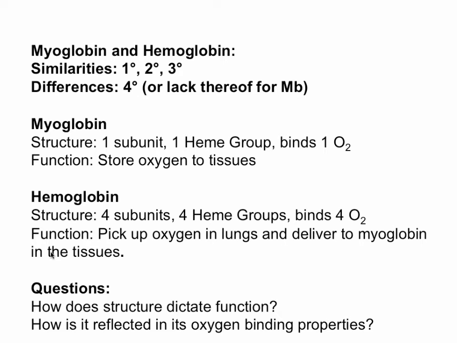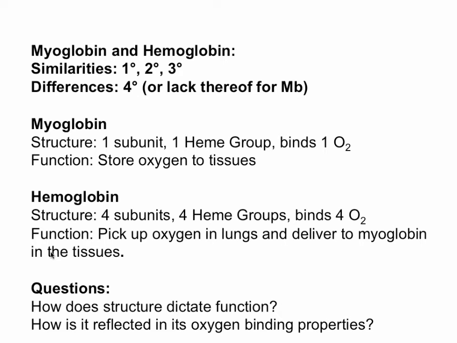The function of myoglobin is to store oxygen in the tissues. Hemoglobin has 4 subunits, 4 heme groups, and can bind 4 oxygens. It has a different function, which is to pick up or bind oxygen in the lungs and then deliver it to myoglobin in the tissues.